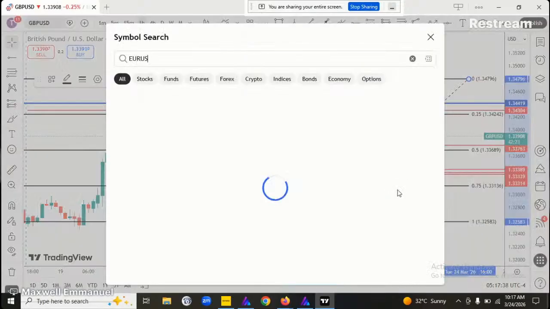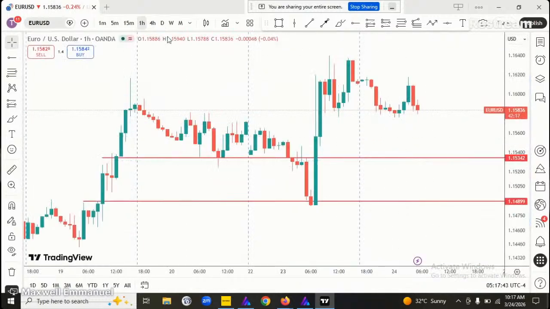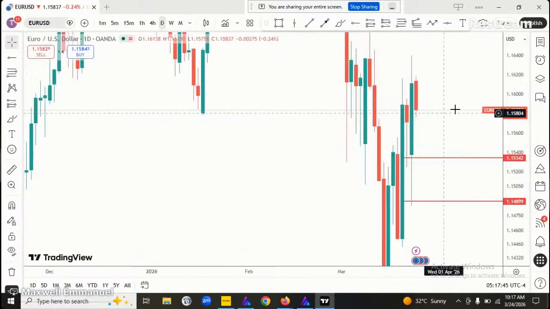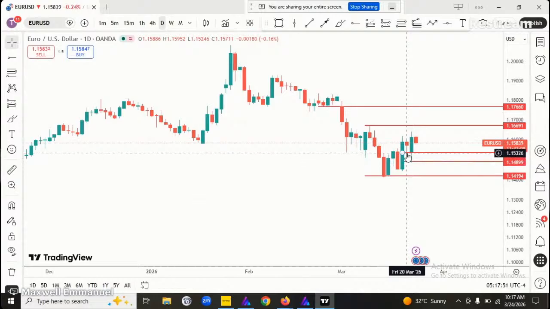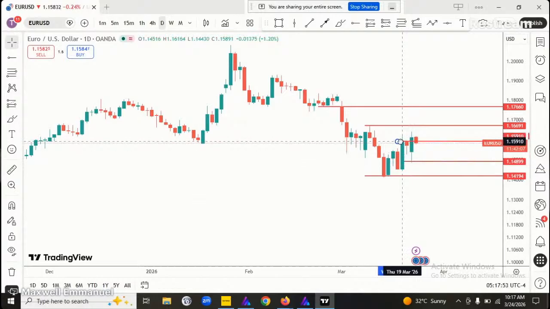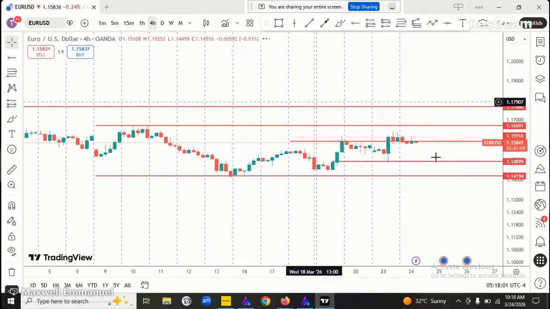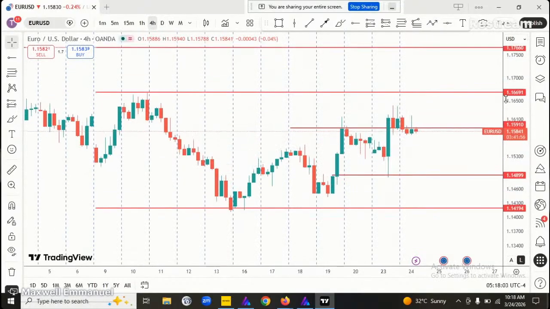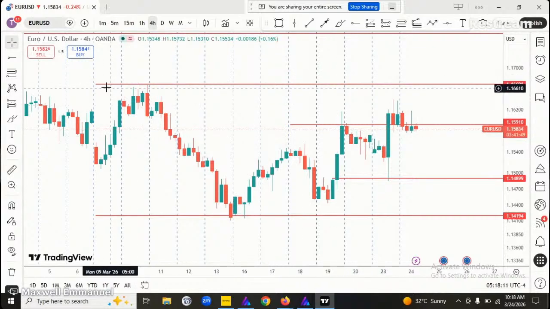Next is Euro USD, positively correlated with GBP USD. So let's start with the daily. Yesterday closed strongly bullish, and there was a breakout. Market broke out from this resistance, and the market is currently trading into it, just tested that resistance, and we have this fair value gap that was created here. So I'd love to see the market close this gap.